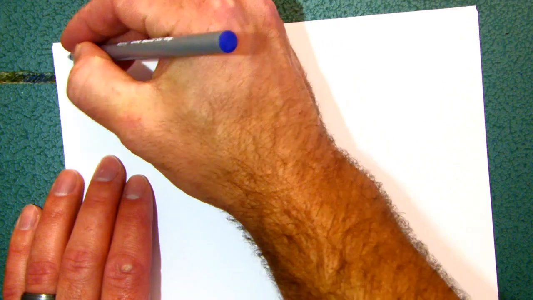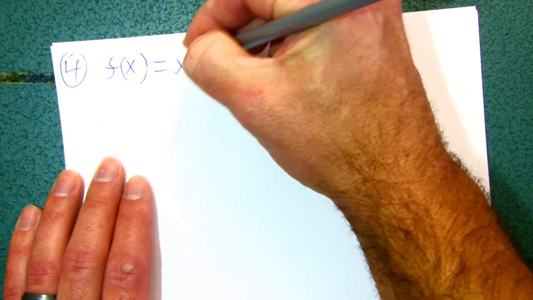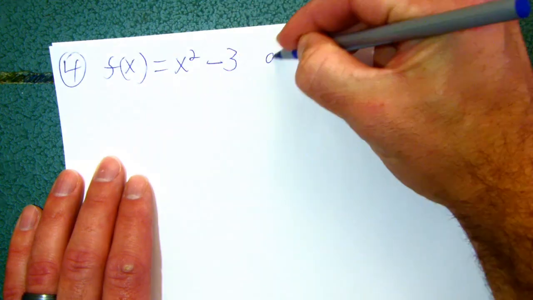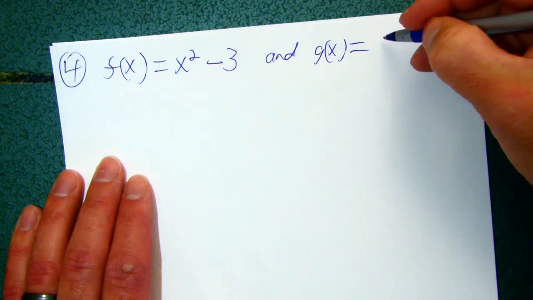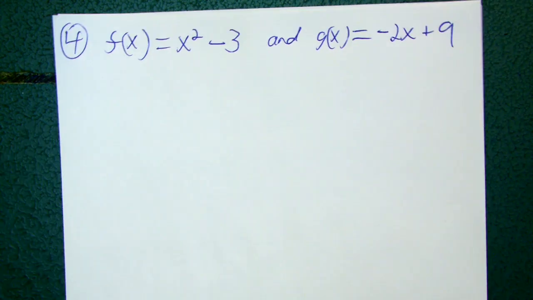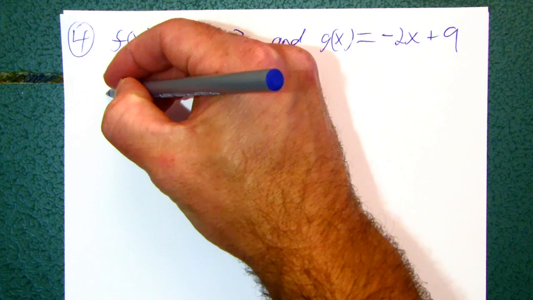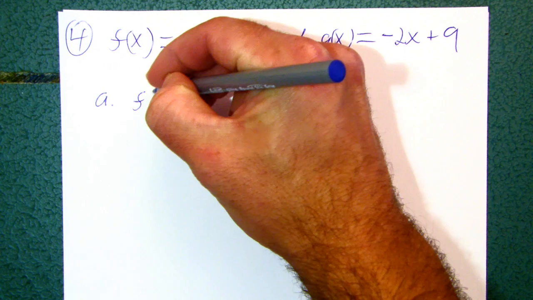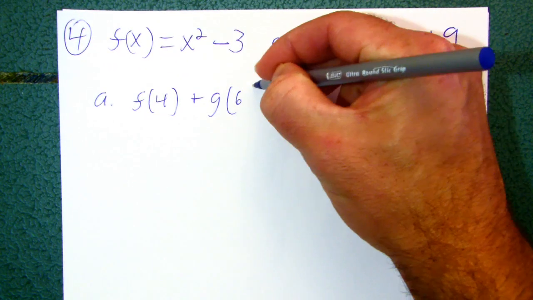All right, so we can also combine functions here. So let's make a new one. The fourth problem here, let's make f of x equal x squared minus 3 and g of x equal negative 2x plus 9. All right, so we have two functions here, f of x and g of x. All right, and first up, let's do f of 4 plus g of 6.